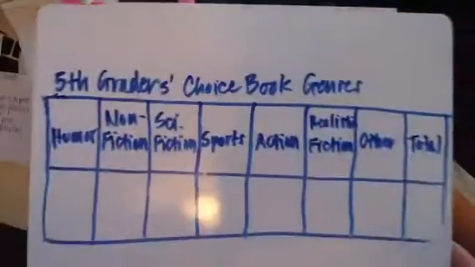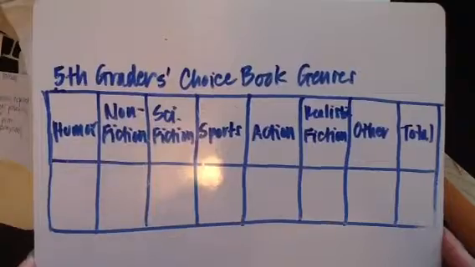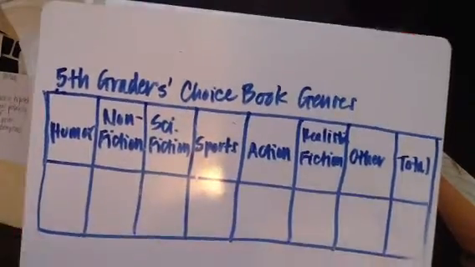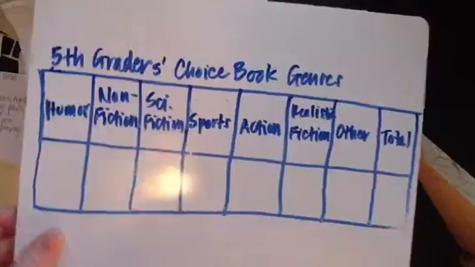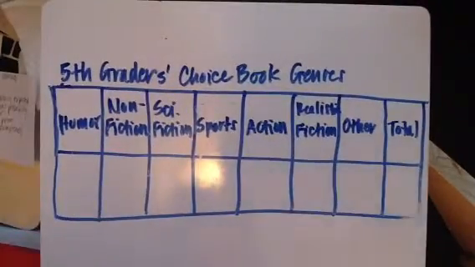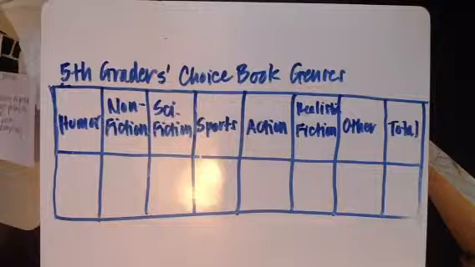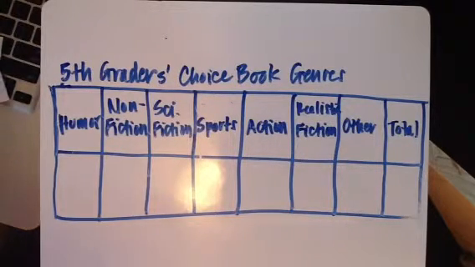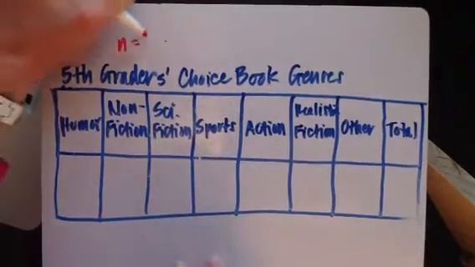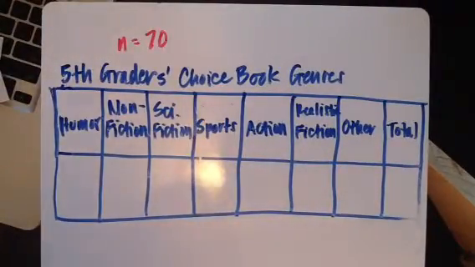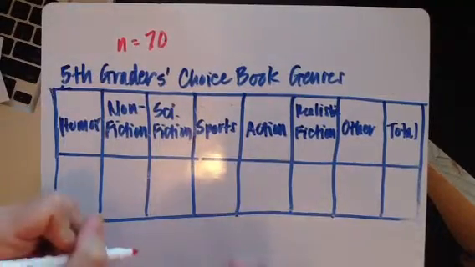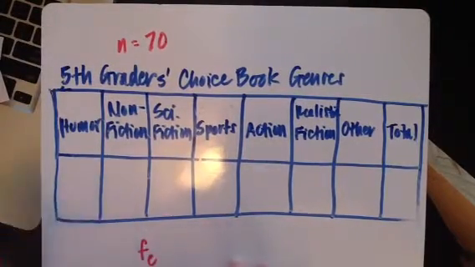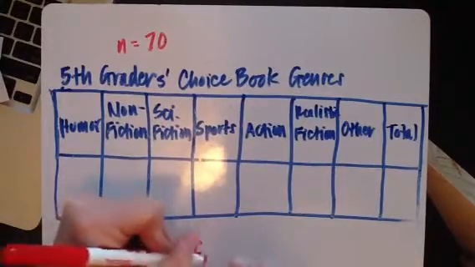So let's look at our example here. We have fifth graders' choice book genres. And the first thing that we need to know is our total sample, our total number of students that we're considering here. Let's just say for our purposes that we have 70 students, okay? Now, as we mentioned in the previous video mini lesson, we have to compare our expected frequencies to our observed or actual frequencies.